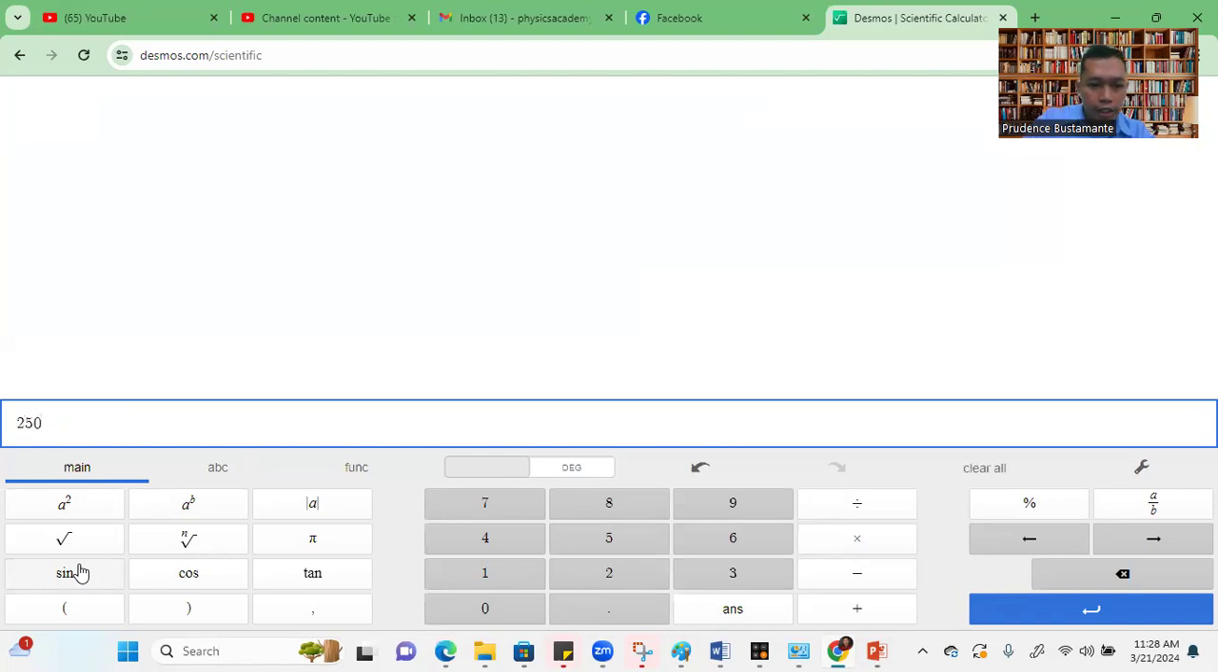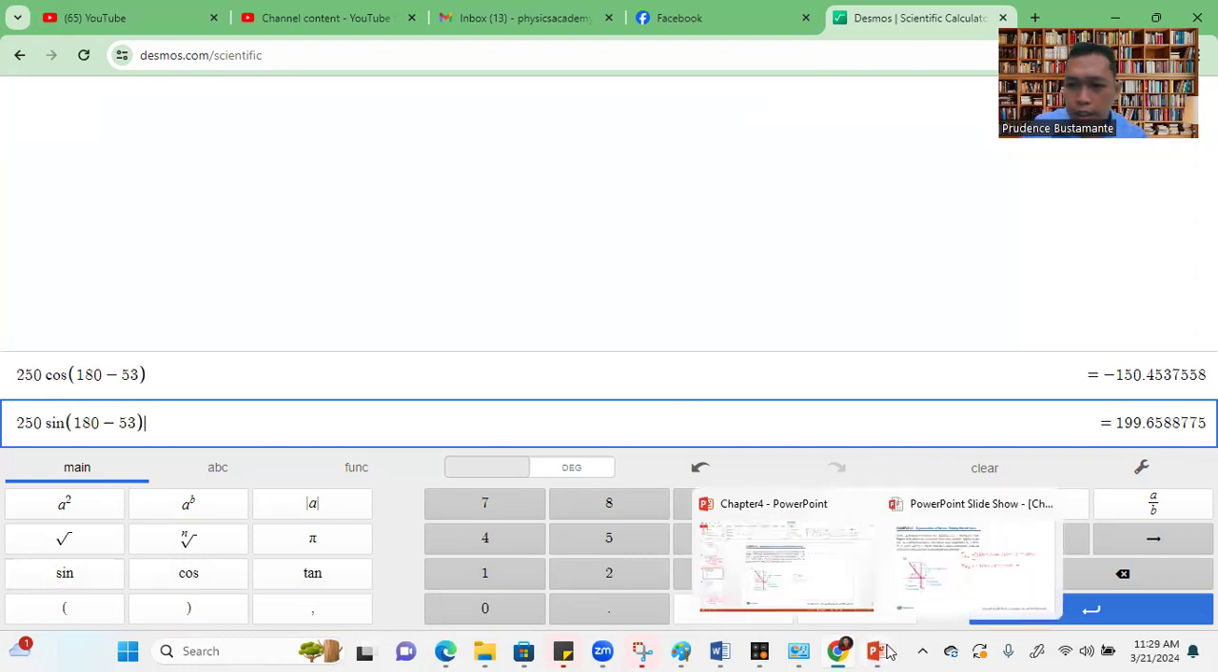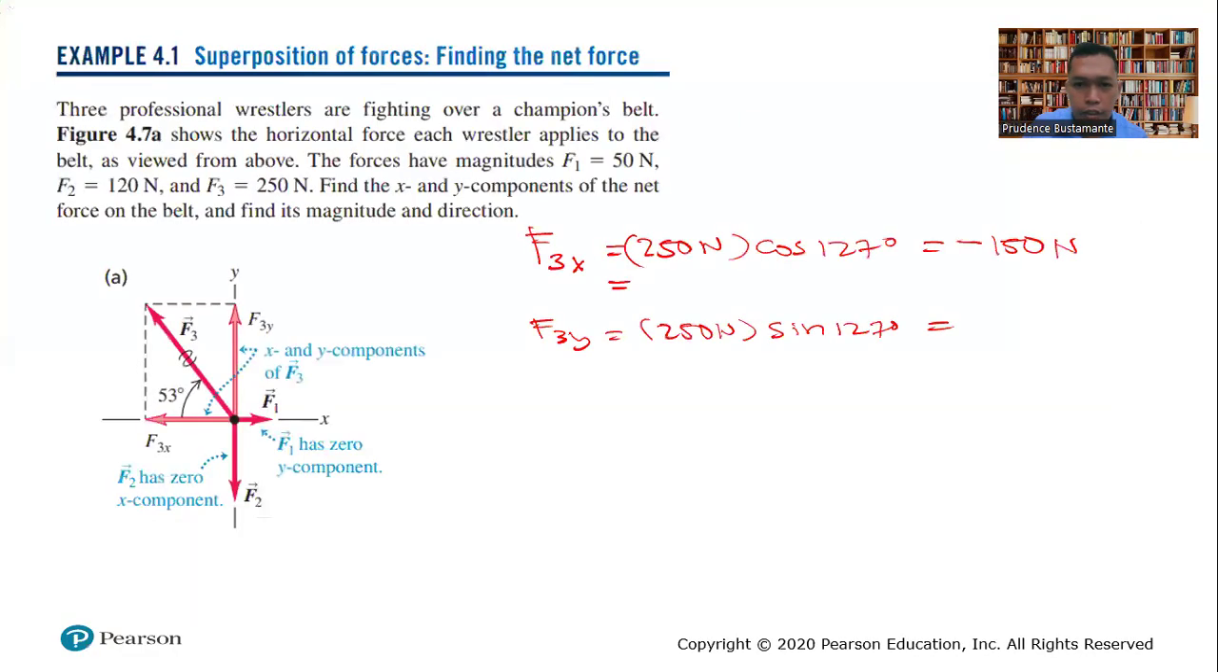So 250 cosine 180 minus 53. So 250 sa sine 180 minus 53, so 199, or in three significant figures mga 200 Newton. So mga 200 Newton is siya positive.